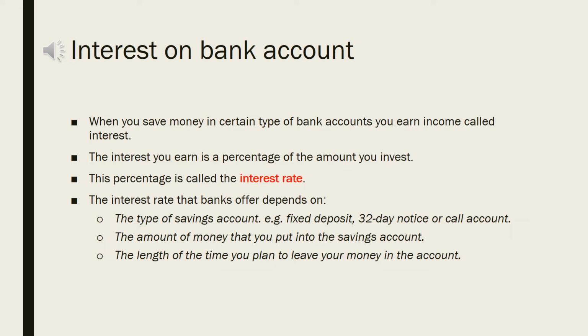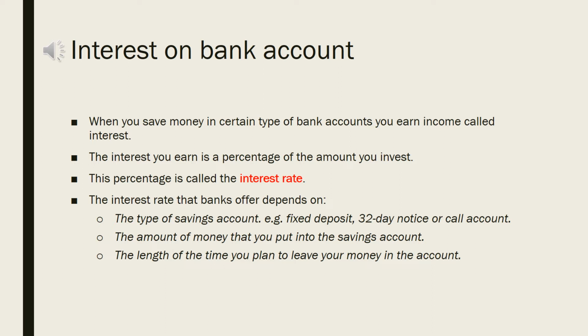And again, learners, the interest rate that banks offer depends on the following: the type of savings account. You remember in the last unit we spoke about the types of savings accounts. We have a fixed deposit where you can fix the money for a particular period. We have 32 days notice where you can phone your bank and say, I want to take money in the next 32 days, and also a call account.